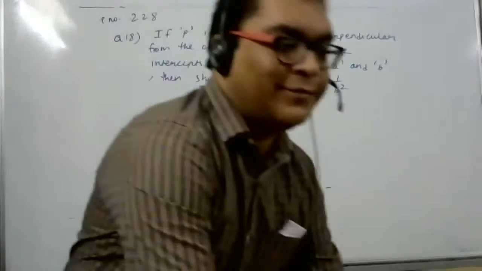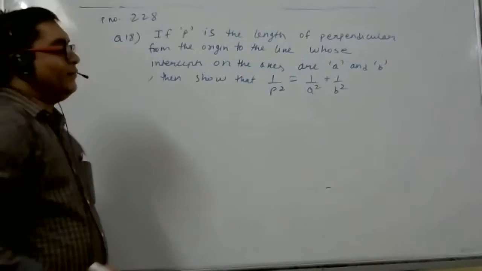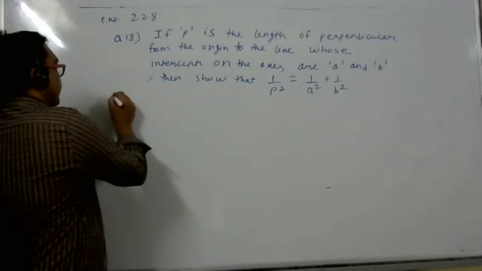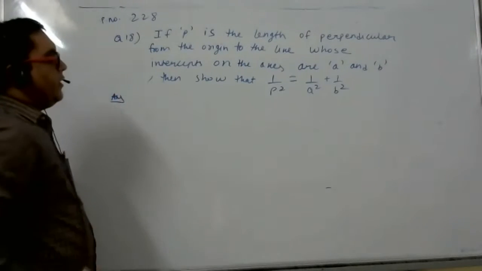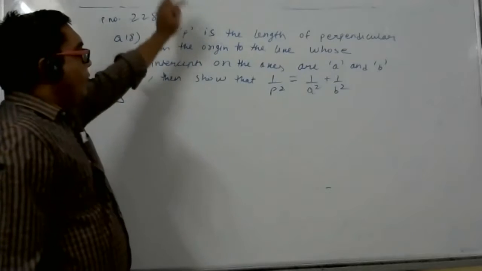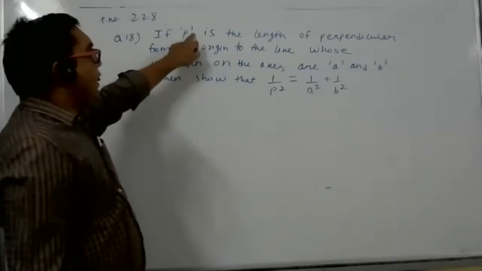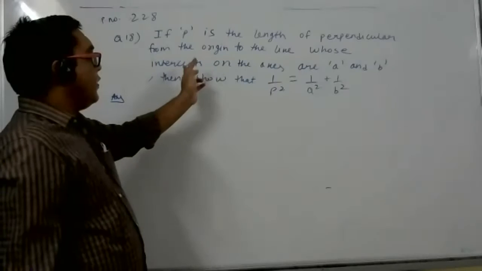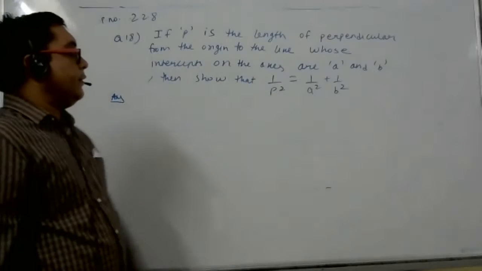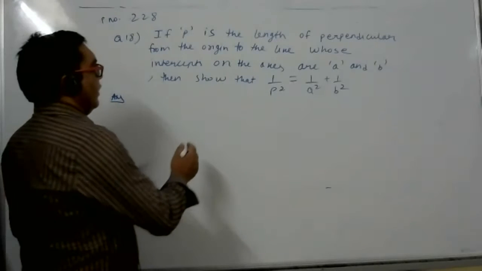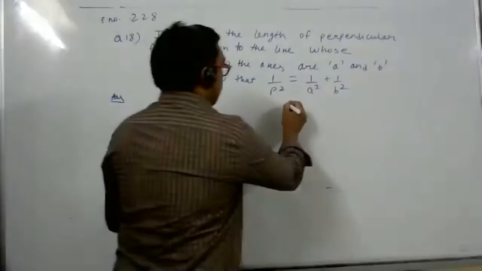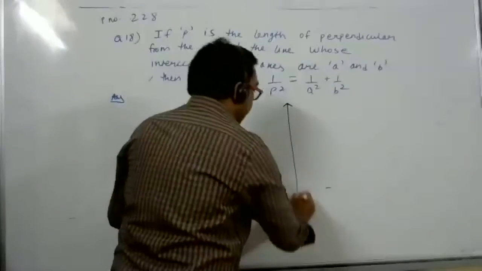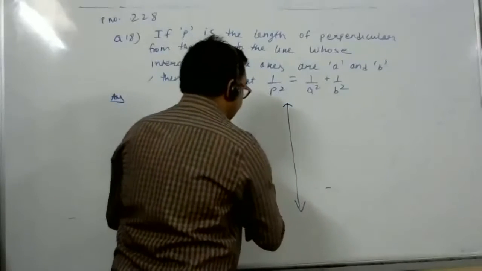Sir, isn't this the inverse Pythagoras theorem? I think we have done this type of sum. First, we have to understand the question. If P is the length of perpendicular from origin to the line whose intercepts on the axes are... Should we consider a locus here? No, let us do this sum. So we'll draw a diagram. All of you read the sum 2-3 times.